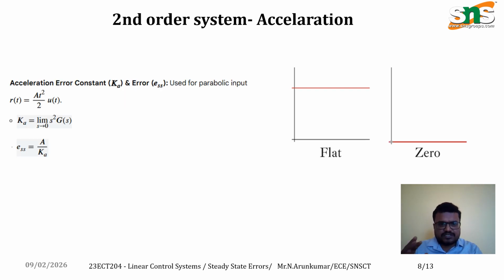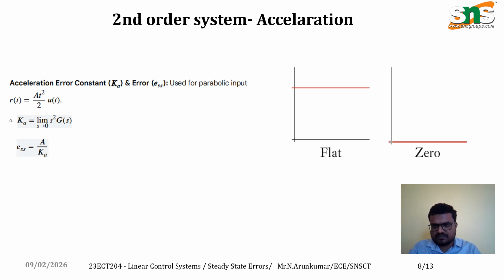And the next one is acceleration error constant. Acceleration comes under a type 2 system. So here they include S square into G of S, limit S tends to 0, because the S square shows that it is a second order, type 2 system. The next one is the corresponding steady state error, 1 by Ka, acceleration. So A by Ka is given here. Moreover, they give flat and zero default conditions for the acceleration. If anything is changed, then the corresponding graph will change based on the given input conditions.